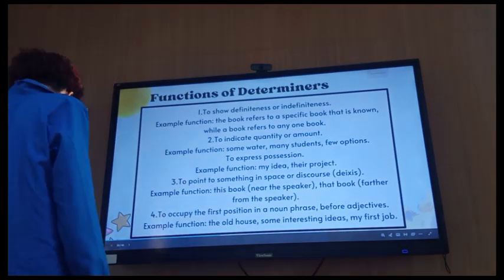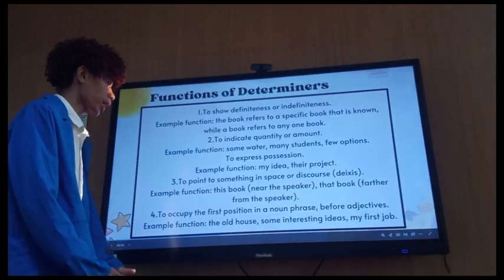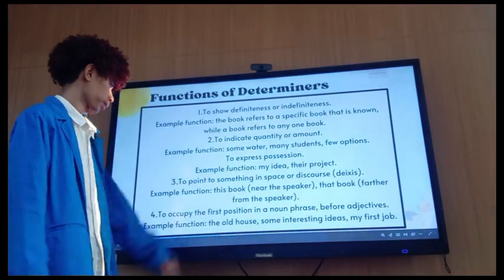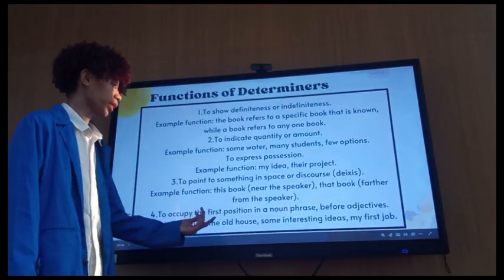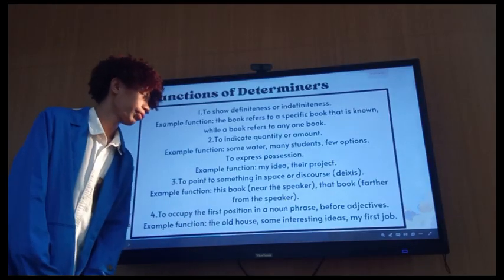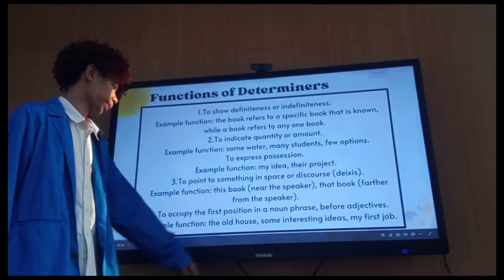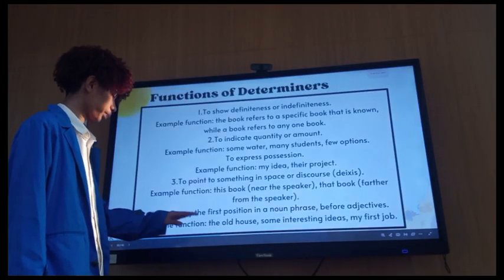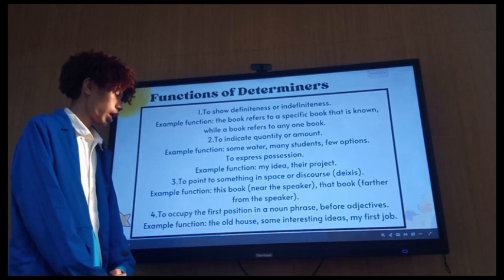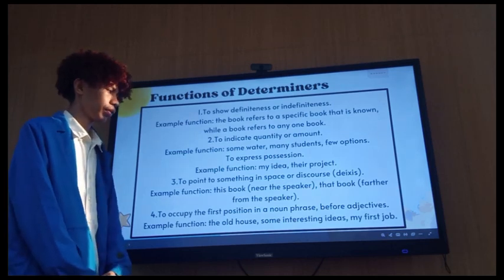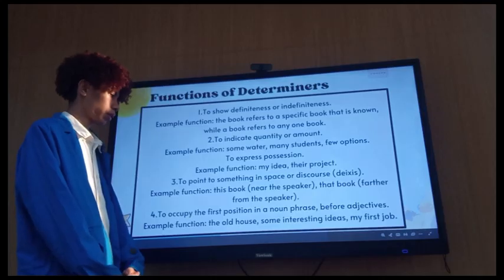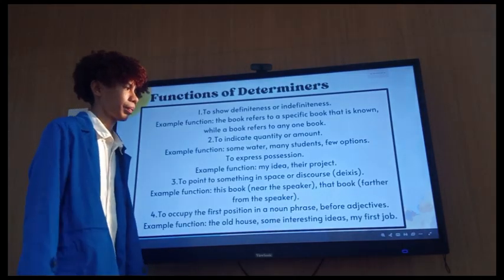4. To point to something's place or distance. Example: this book near the speaker, that book further from the speaker. 5. To occupy the first position in a noun phrase, before adjectives. Example: the old house, some interesting ideas, my first job.